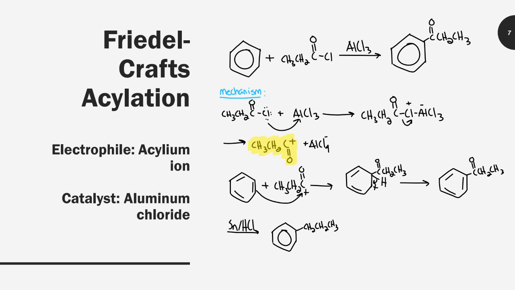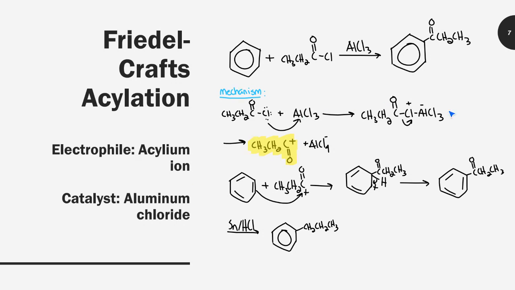Okay. So we can also have Friedel-Crafts acylation, which is putting an acyl group on an aromatic ring. Our electrophile here is an acylium ion, which is this right here. And our catalyst is again aluminum chloride. So we put an acyl group on a ring by reacting an aromatic ring with an acyl chloride in that aluminum chloride catalyst.